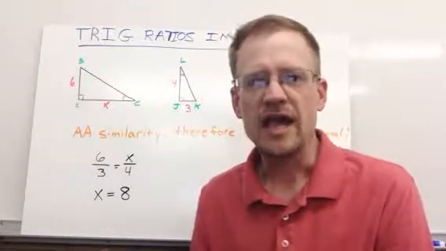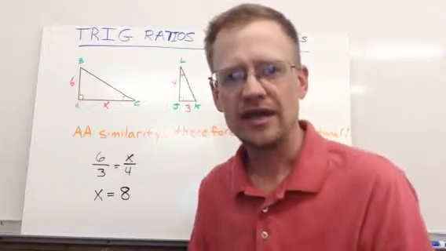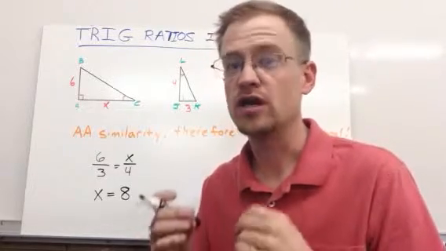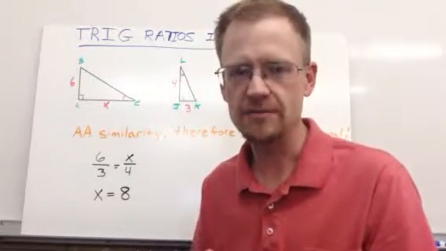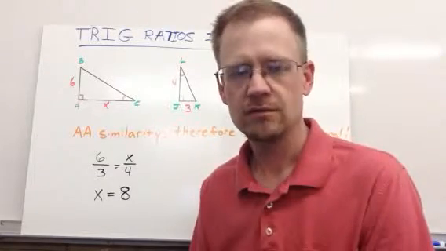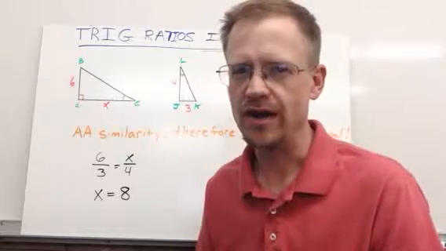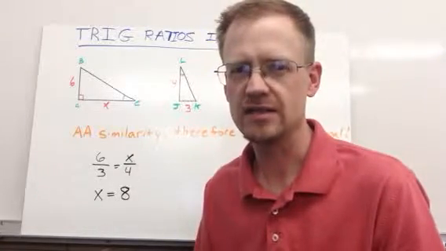We're going to keep looking at trig ratios, and this time we're going to look at how they look when we have similar triangles. Again, similar triangles are not congruent. We don't have all the same side measurements, but they're similar. In other words, the sides are proportional. We're going to look at what happens to trig ratios when we have that scenario.